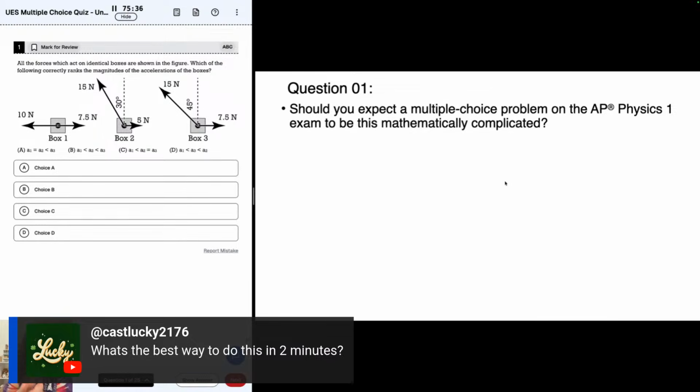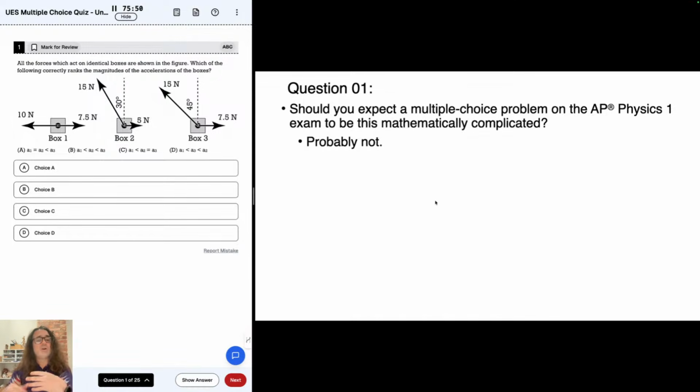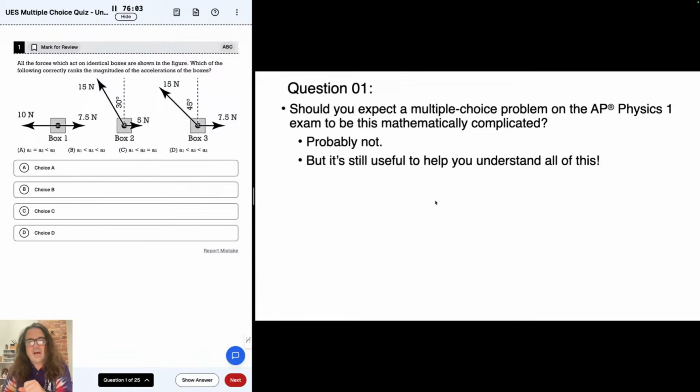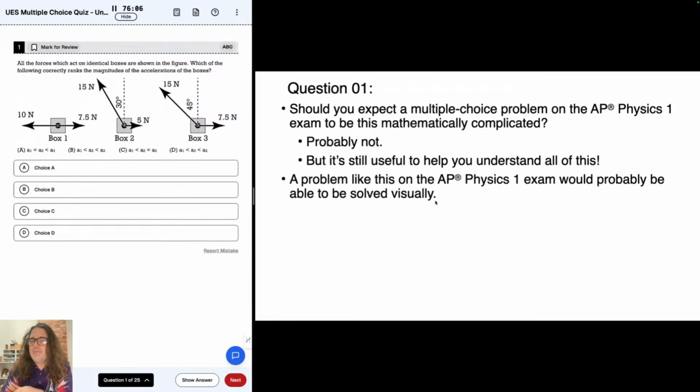So, should you expect a multiple choice problem on the AP Physics 1 exam to be this mathematically complicated? The answer is probably not. I actually did this on purpose. I gave you a problem that I would consider to be too difficult for a single multiple choice problem on an AP exam. This is still very useful for you to understand, because walking through all the math really helps you to understand how all this works. But a problem like this on the AP Physics 1 exam would probably be able to be solved visually. I specifically set this up so that you couldn't tell looking at these two which one would have a larger magnitude net force. But on the AP exam, I would expect that you would visually be able to tell.